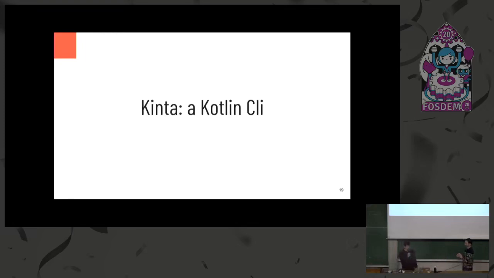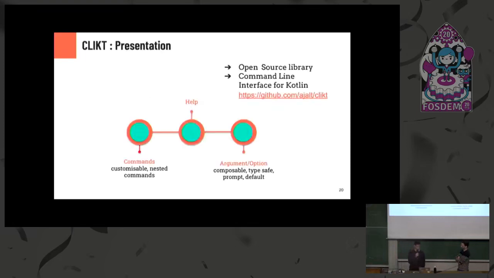Kinta is our Kotlin CLI. It's something a bit more complex with multiple files. For example, so let's present Clikt. Clikt is an open source library. It's the abbreviation of command line interface for Kotlin. Basically, it brings all command line functionalities to Kotlin, so commands, fully customizable, nested commands. You will have the help, for example. So if you type a command -h, you won't be lost. You will retrieve your help.